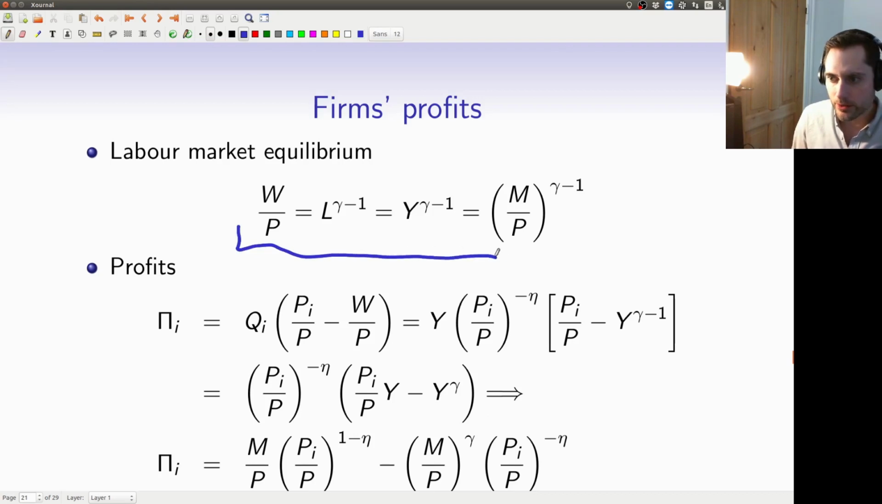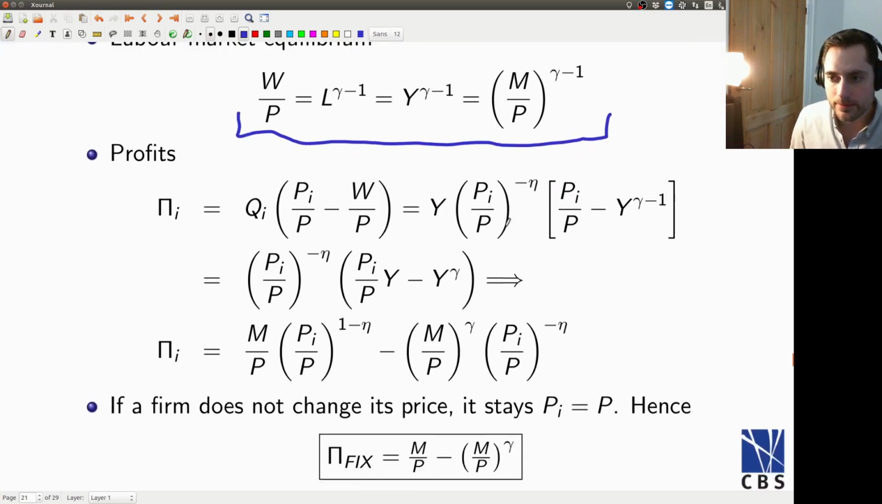So here is our labor market equilibrium. It says that the wages have to equal the demand to the power gamma minus 1. Okay. How do we get there? Well, real wages are equal to labor. Labor is equal to demand, and demand is equal to M divided by P. All right. So let's scroll down here and look at the firm's problem again. Okay, so this is just the same as what we had in the slides a couple slides ago.